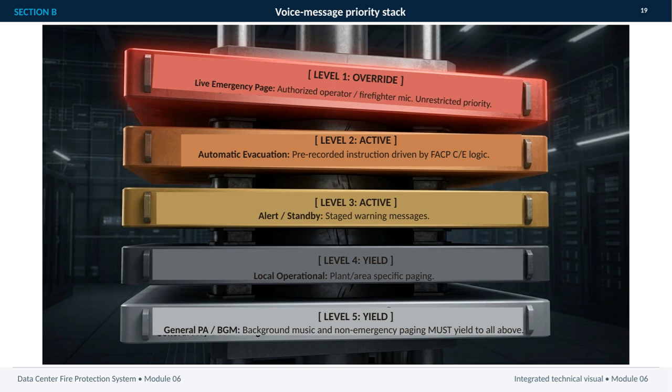Levels 4 and 5 are intended to yield when higher priority messages are active. Level 4 covers local operational paging for a specific plant or area. At the bottom, Level 5 includes general public address announcements and background music. These sources must yield to every level above them. The key concept is that emergency communication always has a clear path to the audience. Routine audio cannot compete with a live emergency page, an automatic evacuation instruction, or an alert message when those higher priority functions are active.